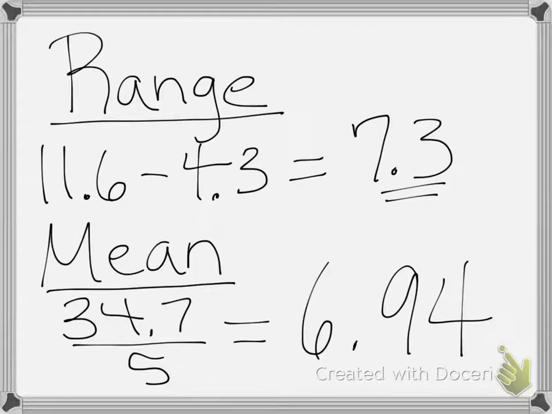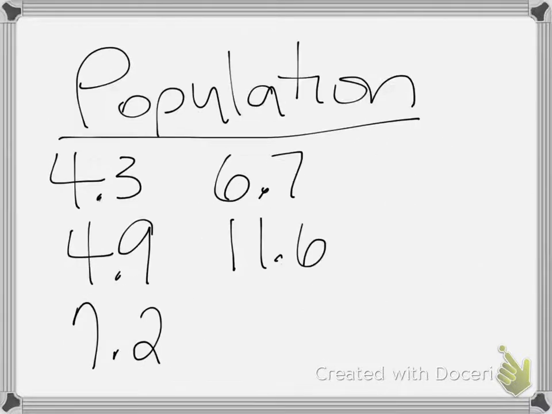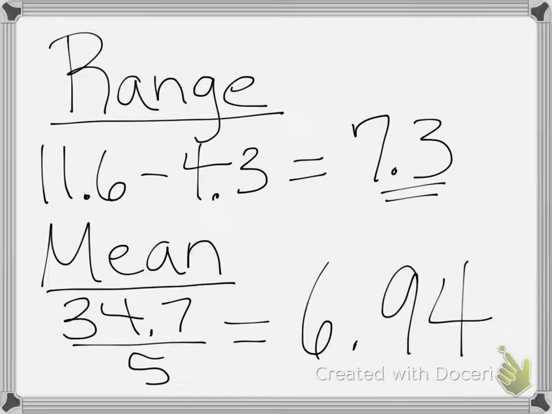First, let's review and calculate the range. Recall from my previous video that to find the range, we simply take the highest and subtract the lowest. Here, our highest value is 11.6, and our lowest value on those returns was 4.3. So 11.6 minus 4.3 gives a spread from highest to lowest of 7.3.